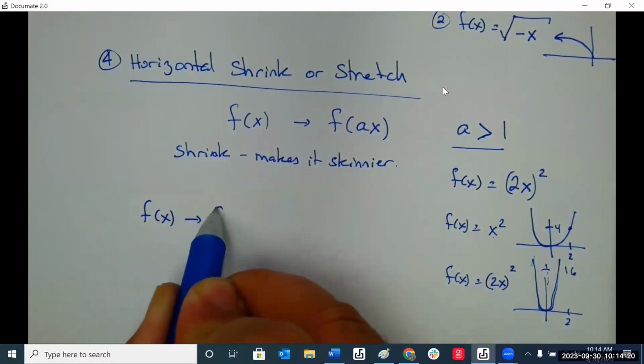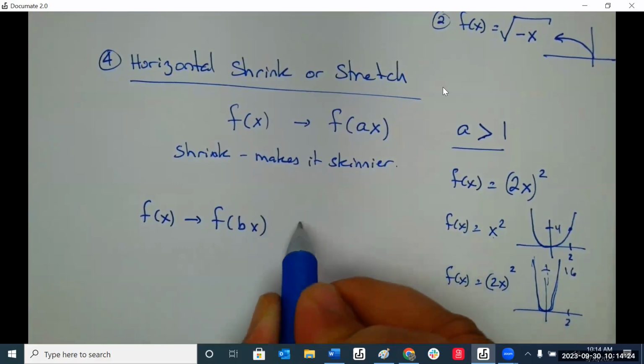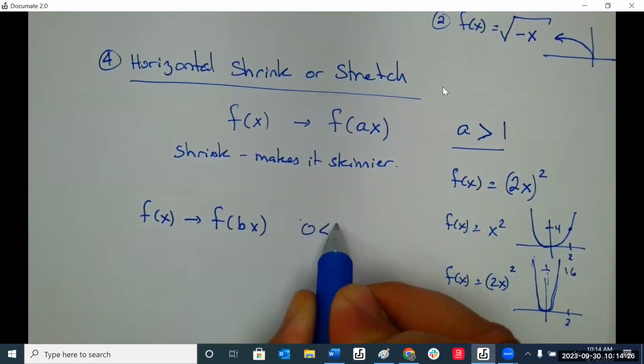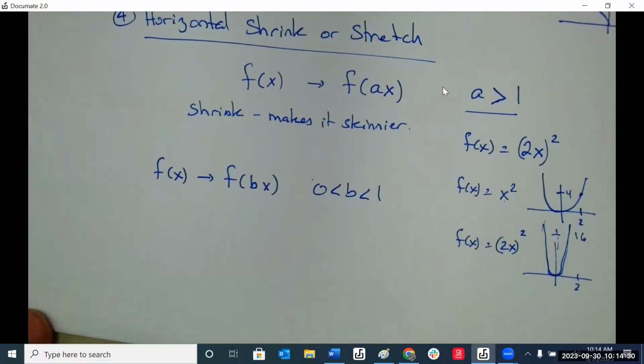What if we had a fraction or a decimal in front of the x?